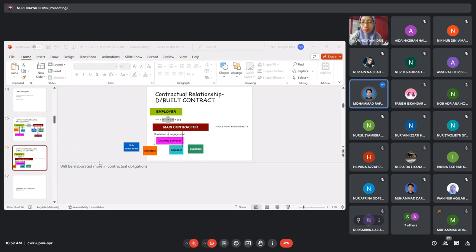So basically in the traditional contract, the designer is under the employer. Okay. And under the main contractor will be the subcon and supplier. Okay. And then? And then okay, next explanation, name one girl.